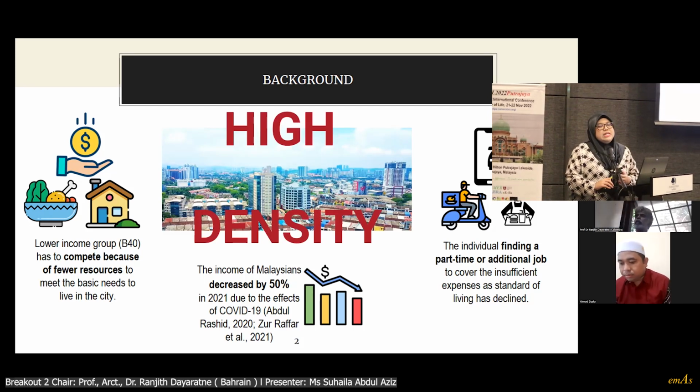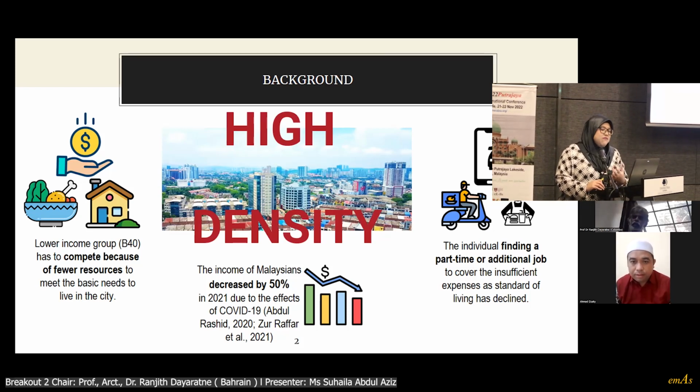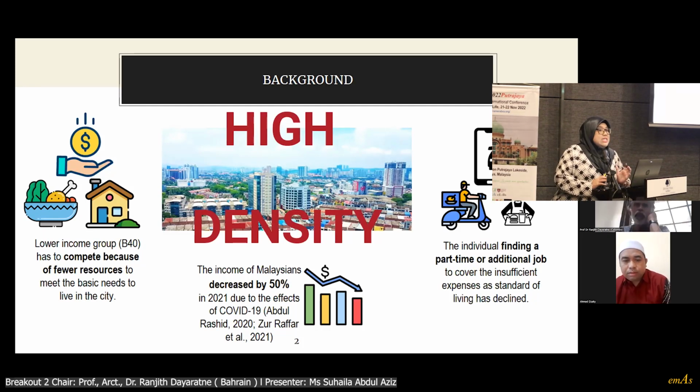So what happened? These people from the B40 who live in Klang Valley have to find other means to survive, such as a part-time job or additional job. For instance, if you look at the logo, they resorted to work as food delivery man, e-hailing, and work in the fast food F&B industry because they need to sustain their life in Klang Valley.